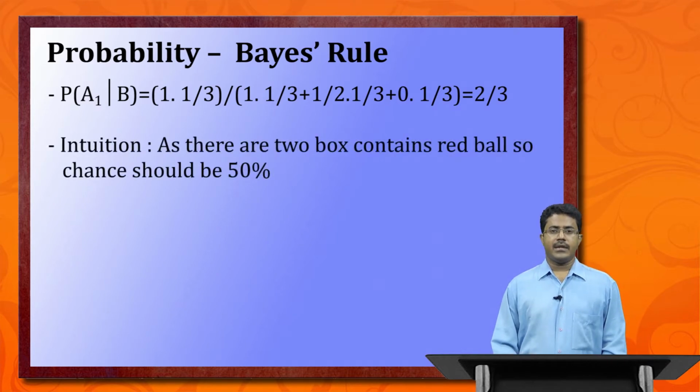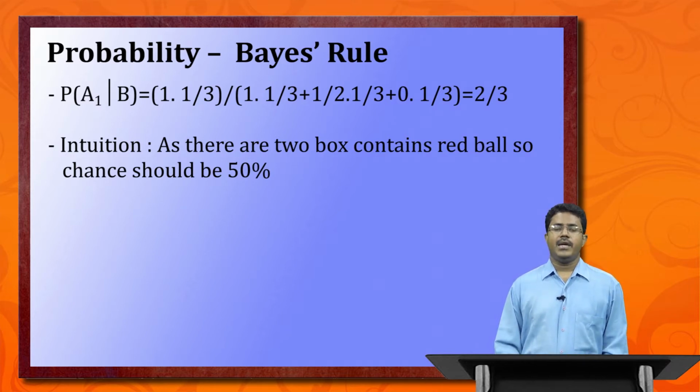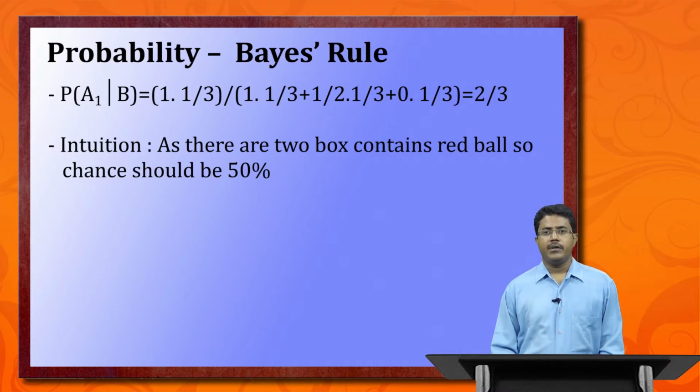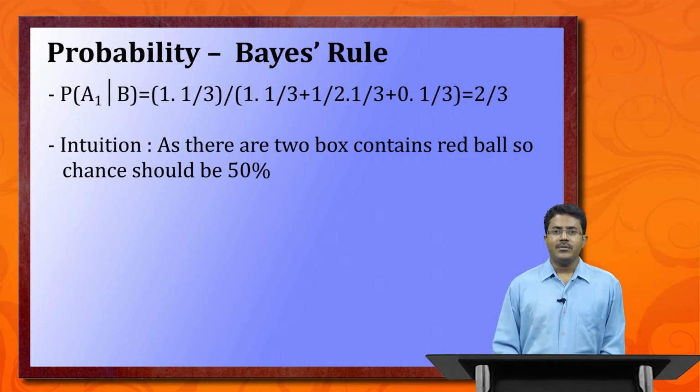So intuition says something different. As there are two boxes that contain a red ball, the chance should be 50%. But with Bayes rule, we can show that it is more than 50%, that is 66.6%. So in probability, intuition does not always hold, and we have to use the Bayes rule instead of our intuition.